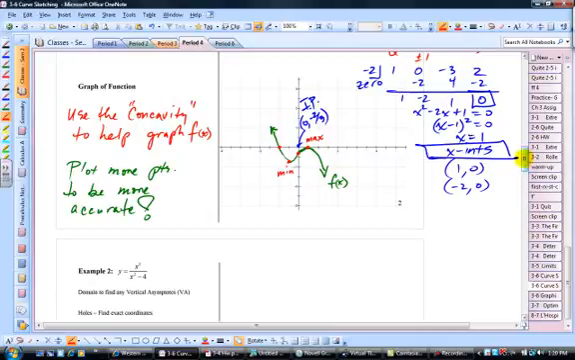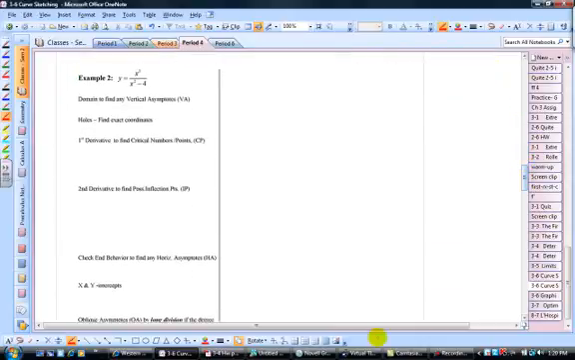Okay. Moving on, let's try another one. Let's try a rational function and do the same thing. We have y equals x cubed divided by x squared minus 4. This is a rational function. Now, rational functions potentially have vertical asymptotes, horizontal asymptotes, and oblique asymptotes. So you have to investigate on each one what you have and what you don't have.